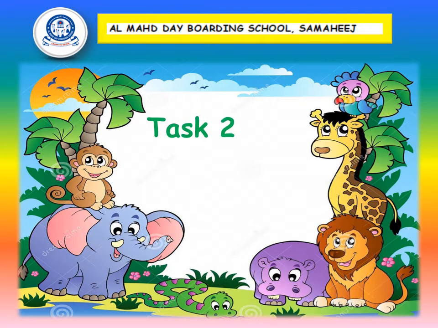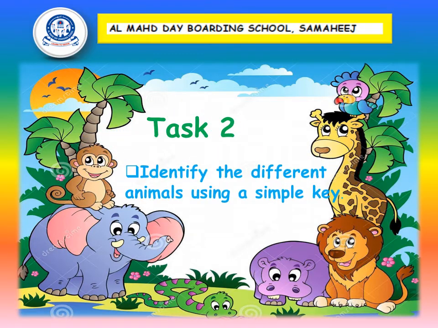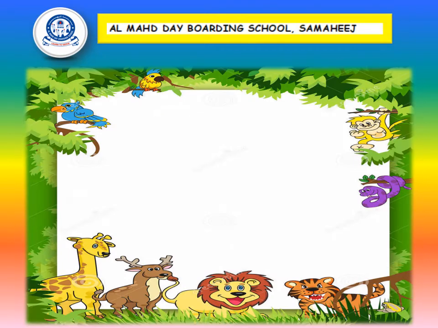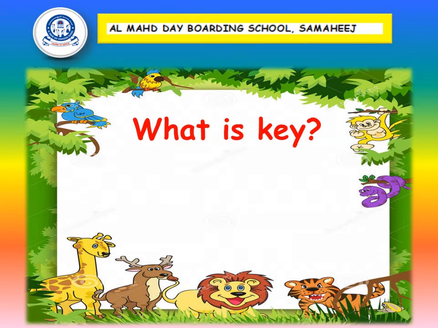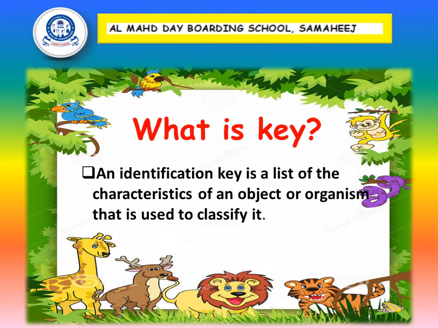For Task number 2, you will identify the different animals using a simple key. But before you identify the different animals, you need to know first what a key is and how this key is used to identify the different animals. A key or an identification key is a list of the characteristics of an object or organism that is used to classify it.